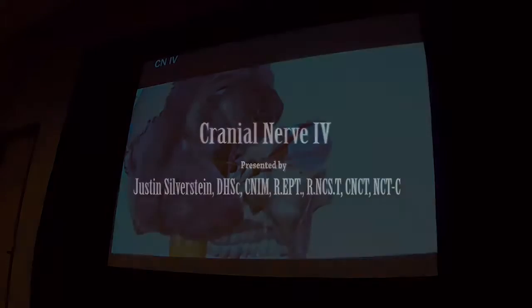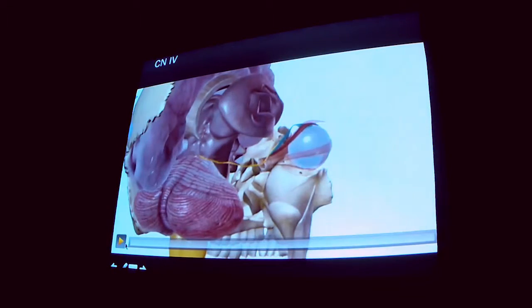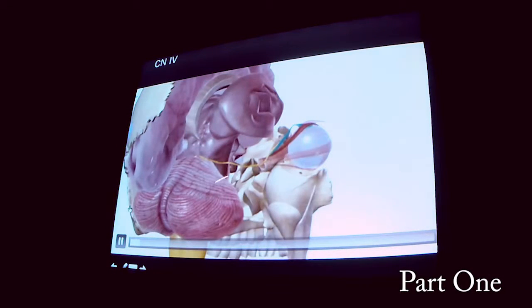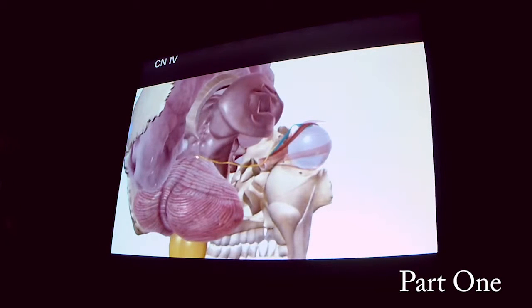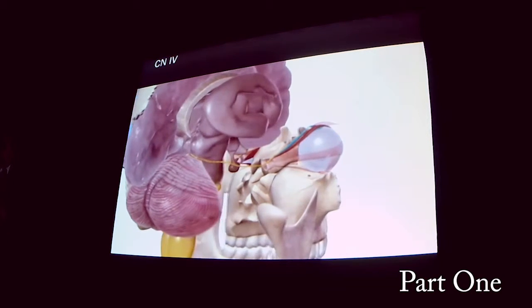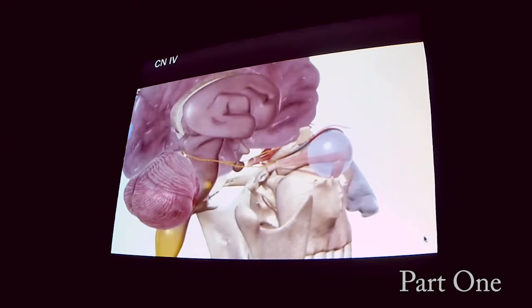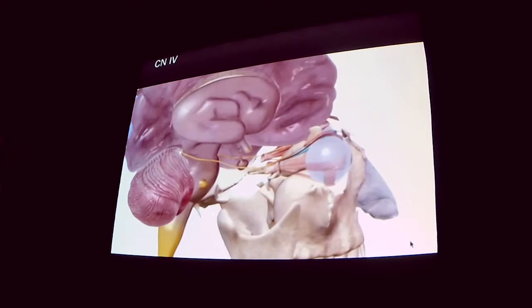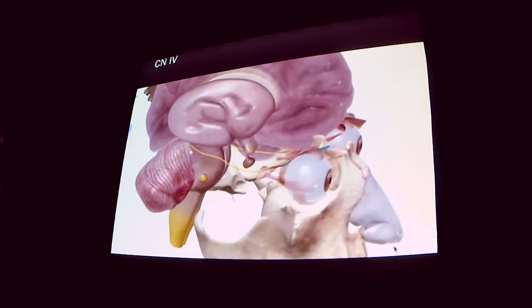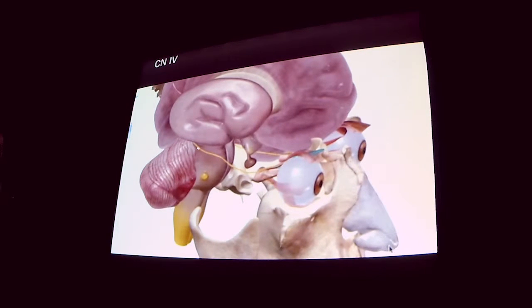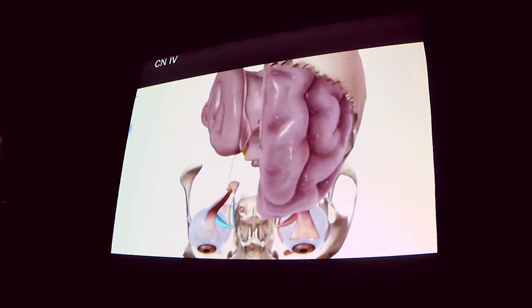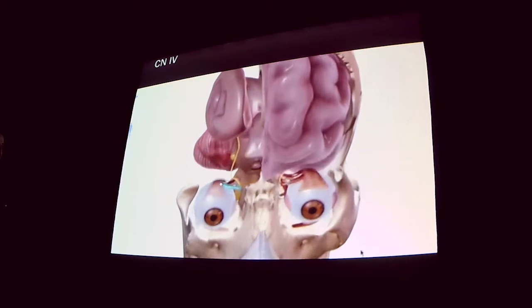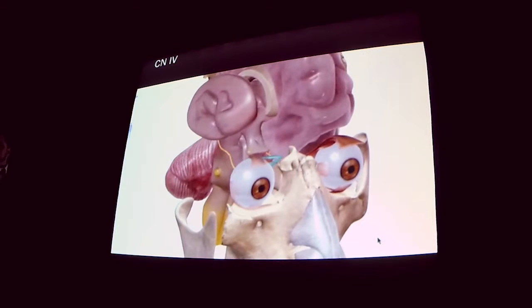So the cranial nerve 4 is a trochlear nerve. And it's actually an interesting nerve. It's the only cranial nerve that actually decussates on its approach. So basically you can see it coming out of the back of the brainstem here. And again, it follows the same straight path that cranial nerve 3 travels to innervate the superior oblique muscle.